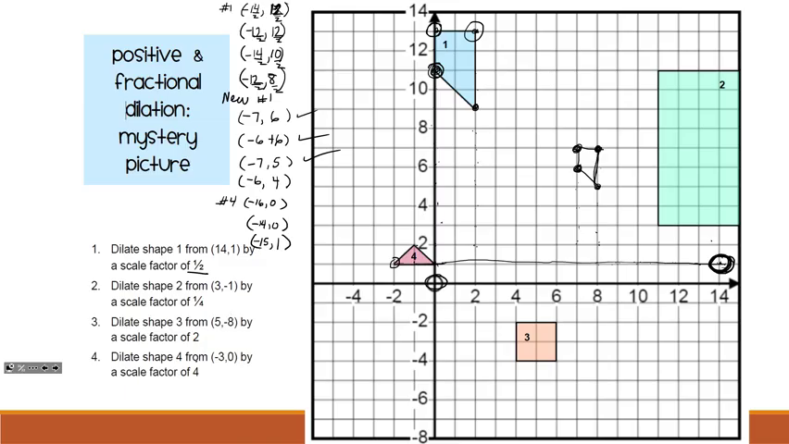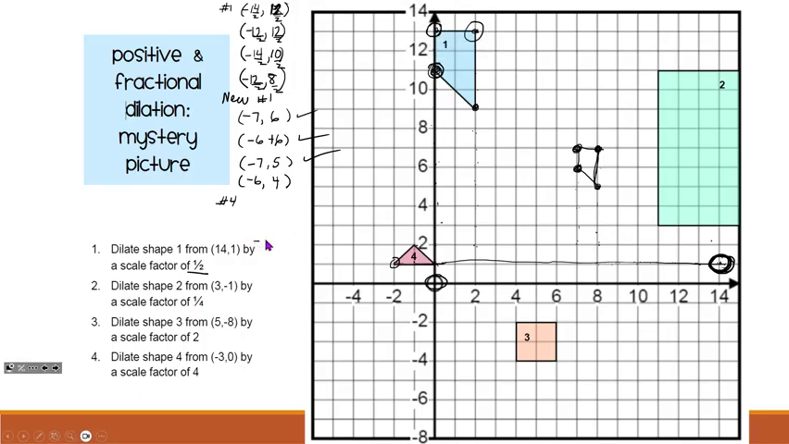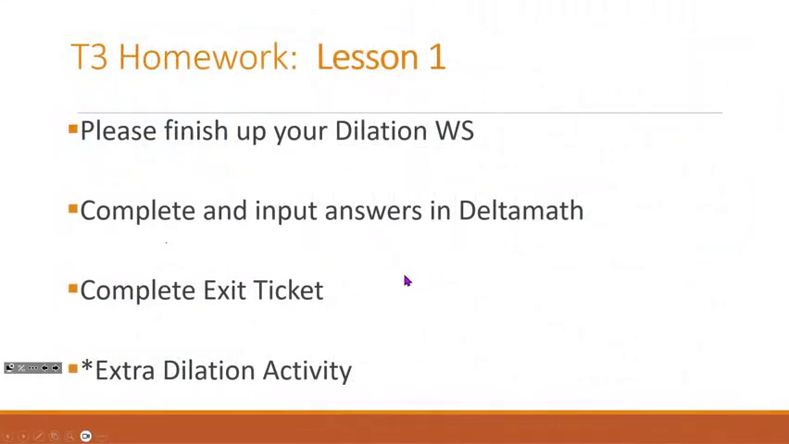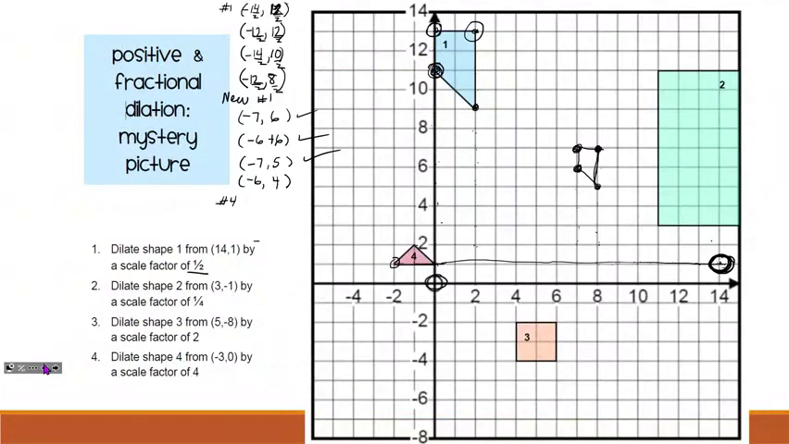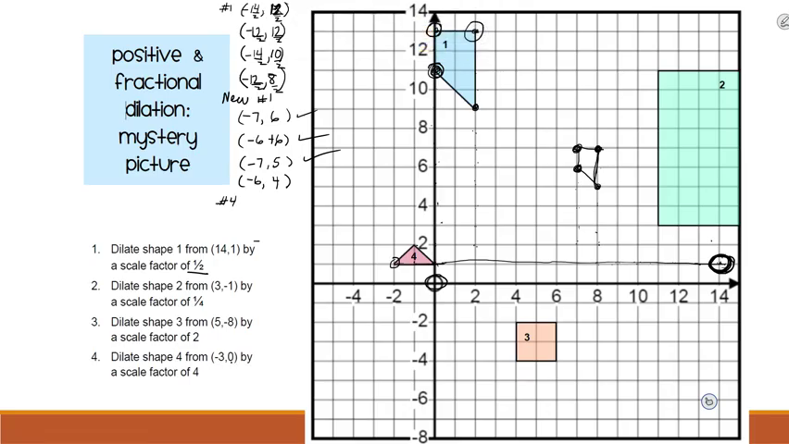Okay, now shape 4. Oh, you know, I didn't read the directions very well. Let's just redo that again. Did you guys see what I did? I didn't read my directions. So let me go back here because I don't want to give you any bad information, which I just about did. Okay, everybody look right here where it says dilate shape 4 from -3, 0. So pay attention to which ones you're doing. Obviously I wasn't. Dilate shape 4 from -3, 0.